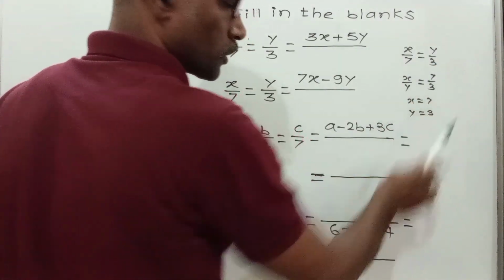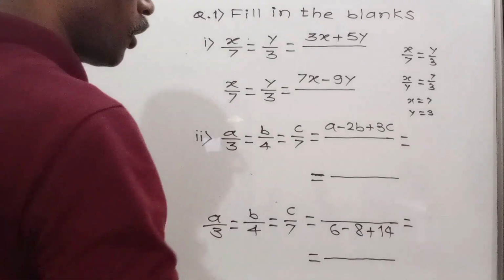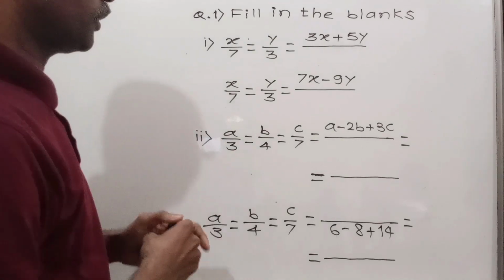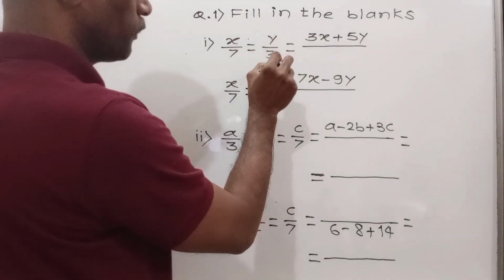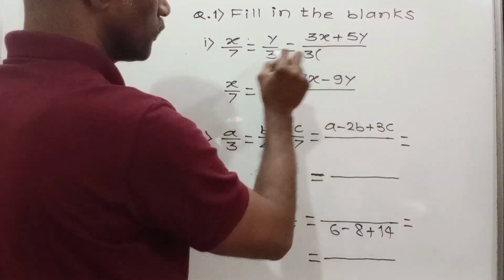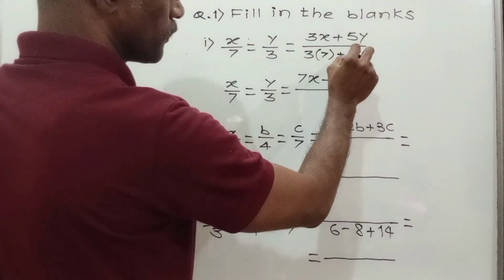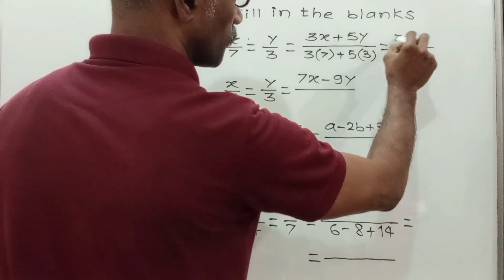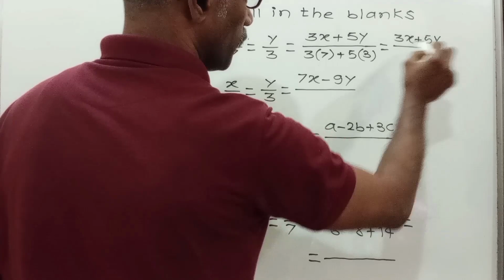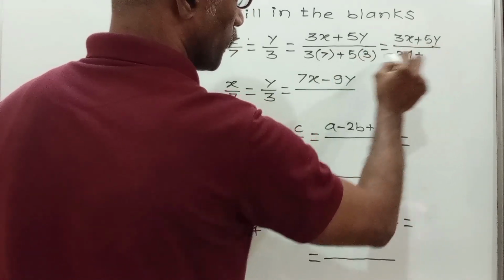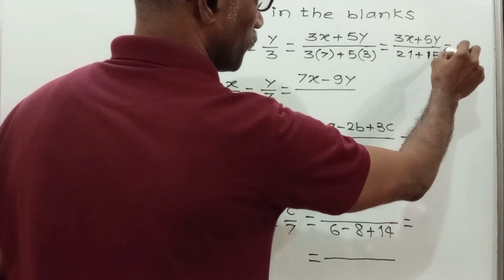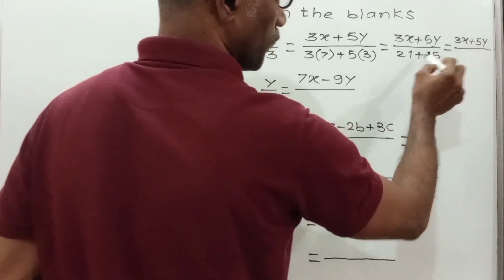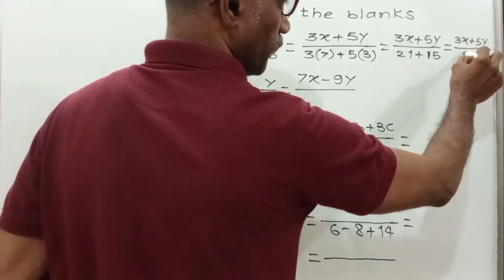But simply we write x is equal to 7 and y is equal to 3 instead of this way. Instead of writing k, we write the values of x and y. Therefore, 3x plus 5y upon 7 into 3, that is 3 into 7 plus 5 into 3, 21 plus 15, which means 36.